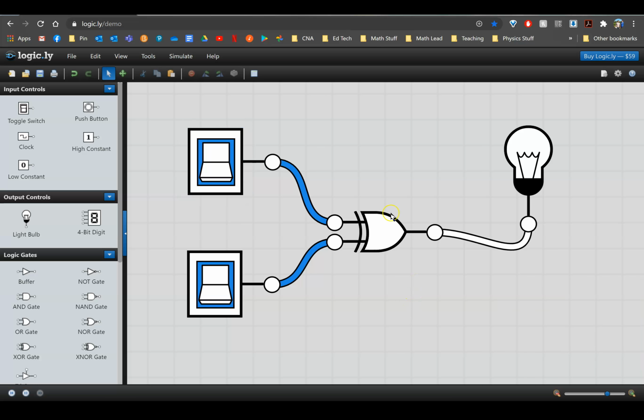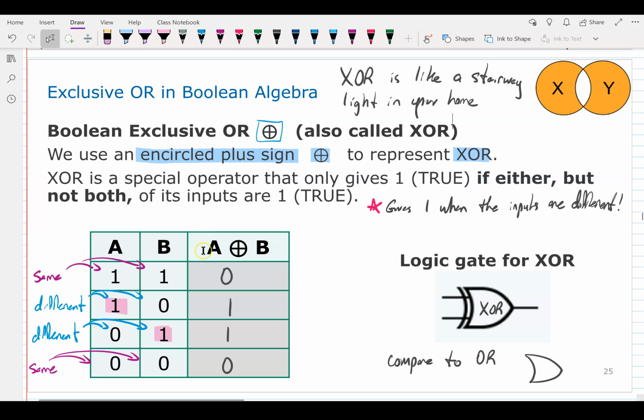What makes that circuit possible is a logic gate called XOR. It's exclusive OR. So what we see here, this is exclusive OR. One or the other will be off. In fact, as long as they're different, it will be on. And it's difficult to understand it as a truth table. It's easy to understand it as a stairway light. So hopefully that can help you. If it doesn't help you, then forget about the stairway light and just know that XOR gives 1 when the inputs are different.